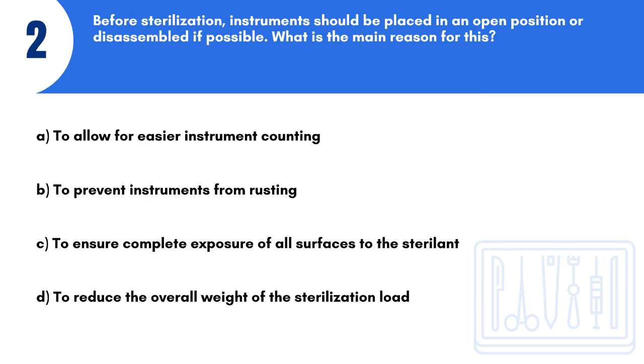Question 2. Before sterilization, instruments should be placed in an open position or disassembled if possible. What is the main reason for this? A. To allow for easier instrument counting. B. To prevent instruments from rusting. C. To ensure complete exposure of all surfaces to the sterilant. D. To reduce the overall weight of the sterilization load.